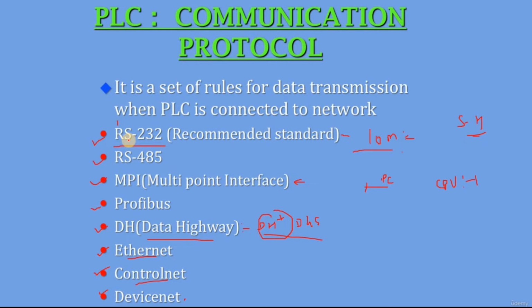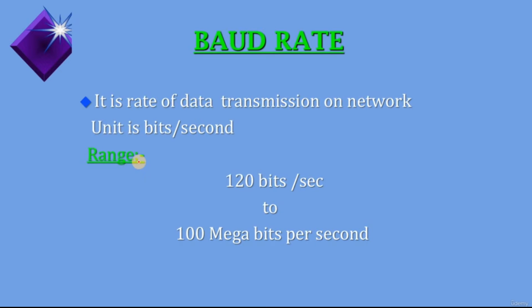And the most important thing we need to know about the communication cable is the baud rate. So what exactly is the meaning of baud rate? The baud rate is the data transmission rate, which we measure in bits per second. Whatever data we are going to download or transfer is measured in bits per second, so at least we should know the baud rate of that communication cable.